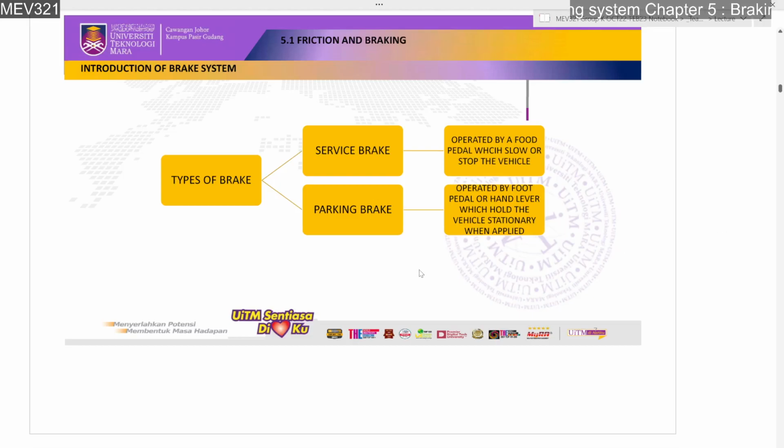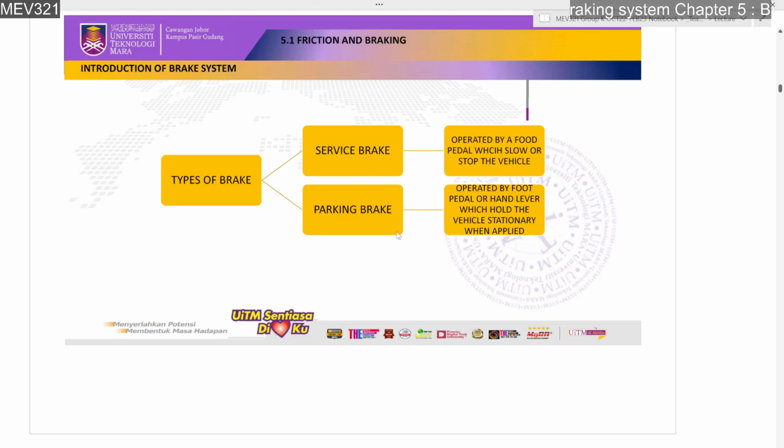Okay, by the type of the brake, we can categorize into service brake and parking brake. So service brake is just a normal brake that you would have a pedal in your driving compartment. You have the pedal brake, and then you depress the pedal brake, and you can slow down your vehicle. So that one we call it service brake. And for the parking brake, it is operated to park during your vehicle parking.